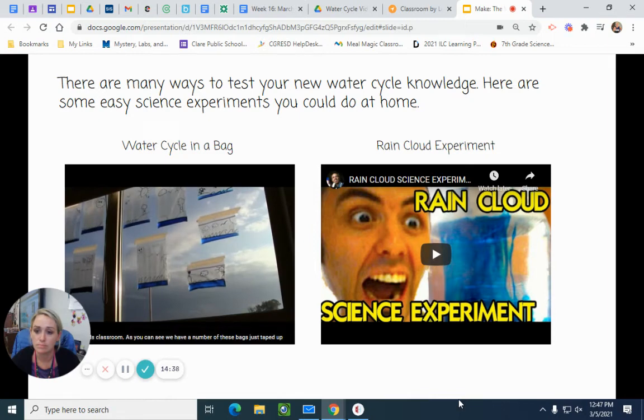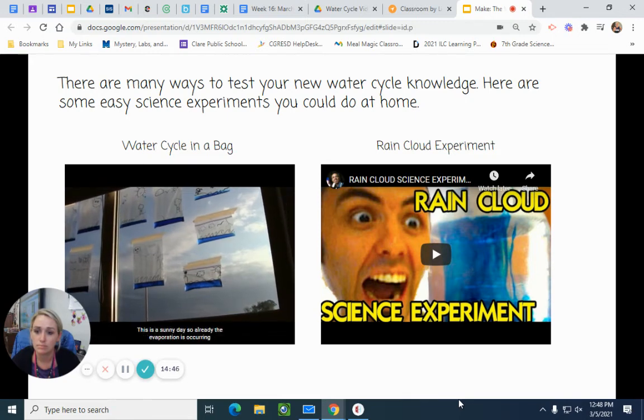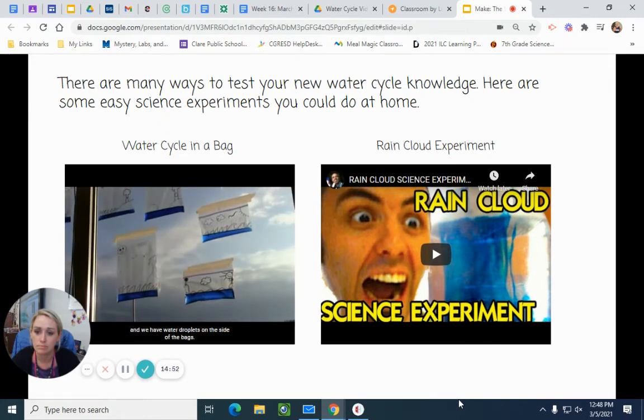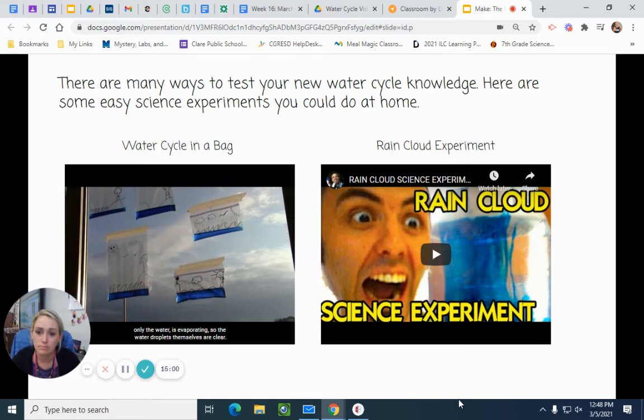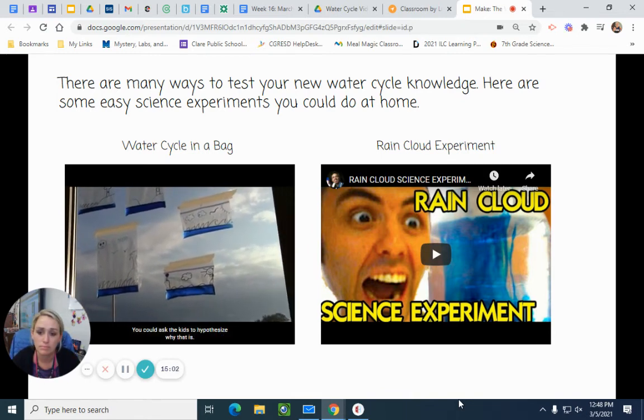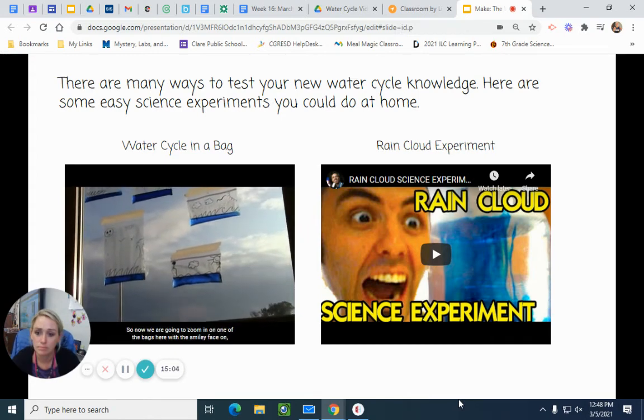Okay, here we are back in Jared's classroom. As you can see, we have a number of these bags taped up with masking tape on a window, and it's really fun for the kids to watch them during the day. This is a sunny day, so already the evaporation is occurring, and we have water droplets on the side of the bags. One of the things that's really interesting to note, the blue water, only the water is evaporating, so the water droplets themselves are clear. You could ask the kids to hypothesize why that is.